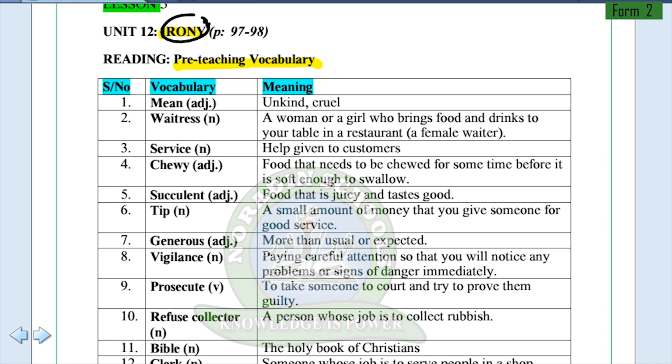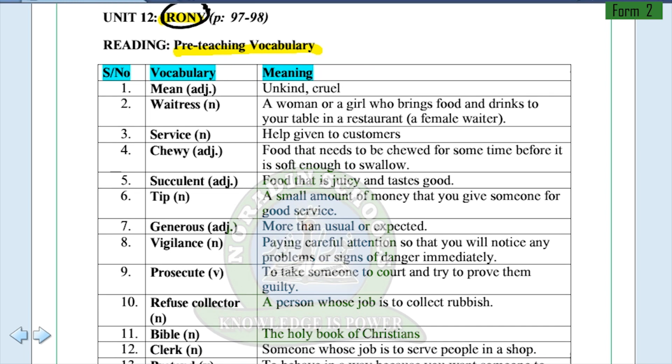Waitress. A waitress is a woman or a girl, that means a female, who brings food and drinks to your table in a restaurant. That means it's a female waiter. Maybe it is not common in Somaliland, but in other countries it's common. Last year, we had a delicious meal in Mansour Hotel because a very skilled waitress served it for us. So it was a very enjoyable time and meal.